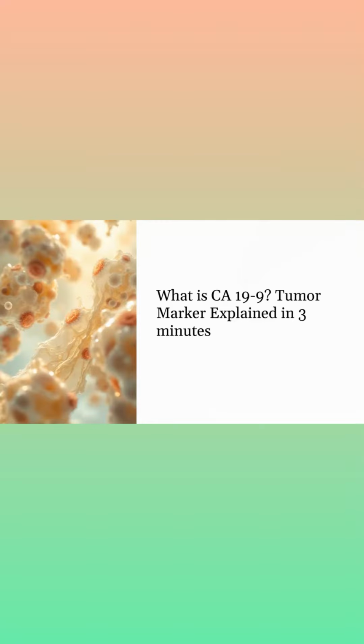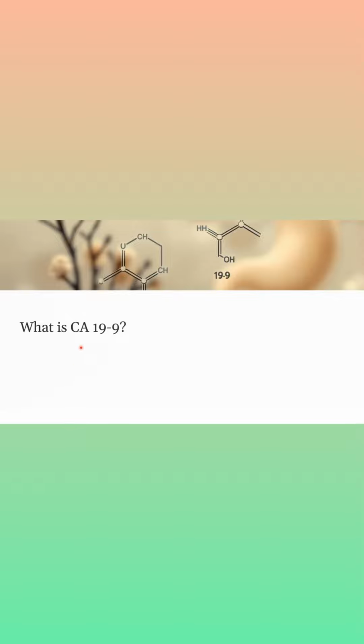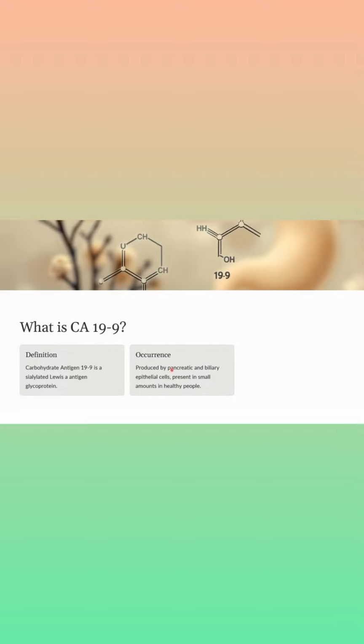In today's video, I will be discussing CA 19.9, which is an important tumor marker. So what is CA 19.9? Also known as carbohydrate antigen 19.9, it is a glycoprotein and it is the sialylated Lewis A antigen, which is a type of blood group antigen seen in certain individuals. And this CA 19.9 is produced by the pancreatic and biliary epithelial cells. While it is present in small amounts in healthy individuals, it is also found on the surface of certain cancer cells, thus linking it to tumor biology.